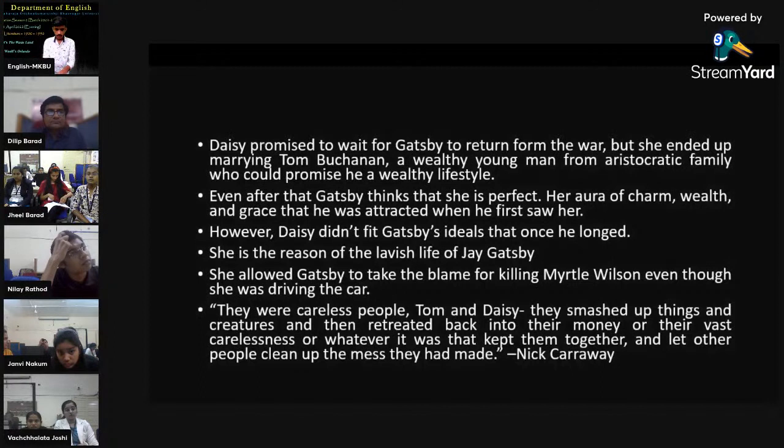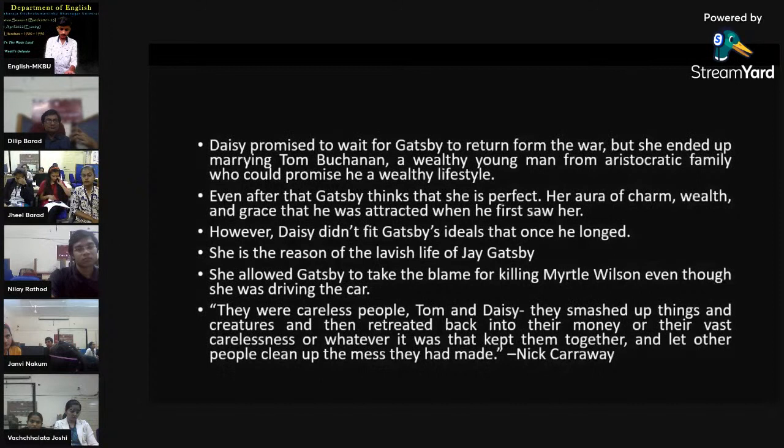And this is the thing, this is the criteria that shows that Daisy doesn't fit Gatsby's ideal. First, we see that she allowed Gatsby to take the blame for killing Myrtle Wilson, even though she was the one driving the car.